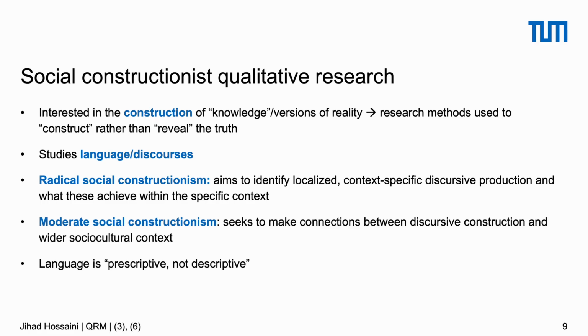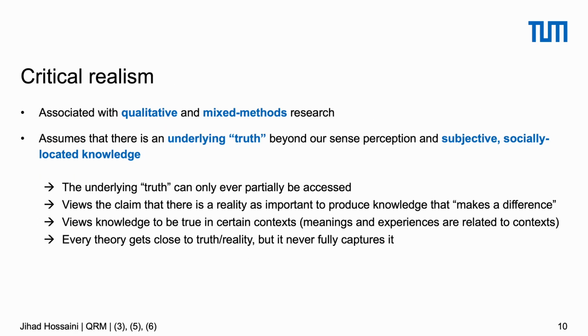Okay. Now there's also something in between. There's one truth and we can capture this truth fully, objectively, and then there's no truth and we can only look at discourses and constructions and meaning. And this something in between, this is one thing that is in between, there are others as well, is critical realism. Critical realism is associated with qualitative and mixed methods research.